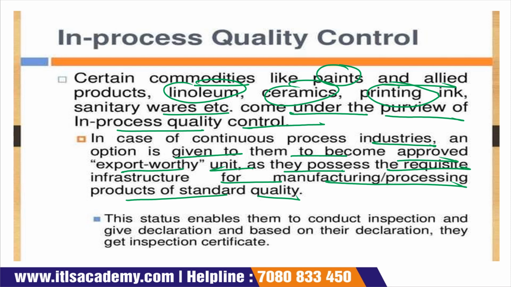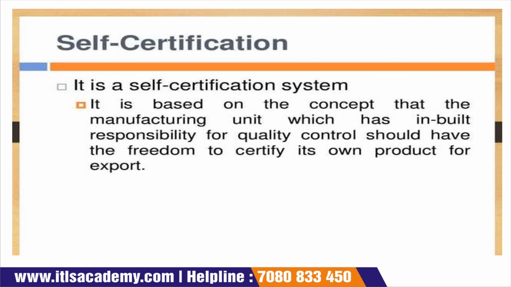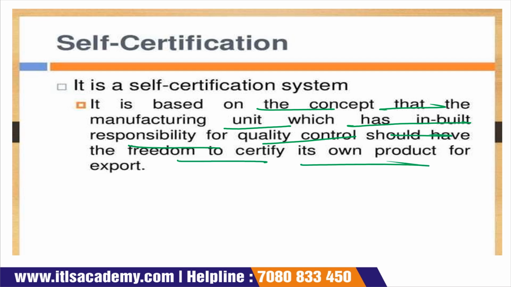Then this status enables them to conduct an inspection and give a declaration, and based on their declaration they get inspection certification. According to their conducted inspection, the industry is declared as good quality export, and then they get an inspection certificate. The self certification system is based on the concept that the manufacturing unit which has inbuilt responsibility for quality control should have the freedom to certify its own product for export.